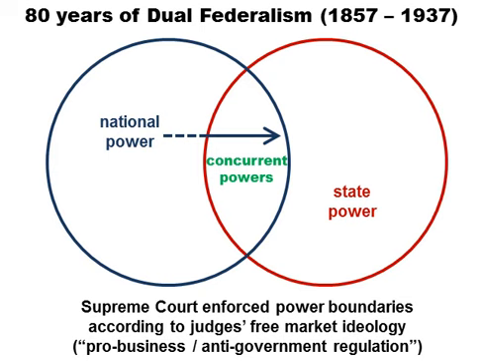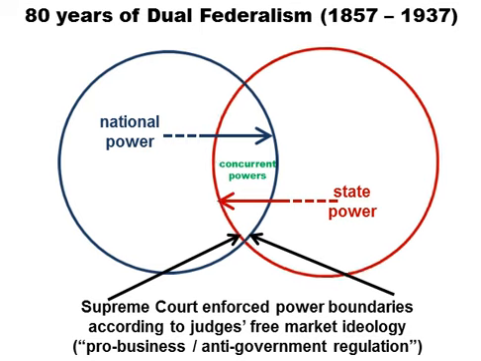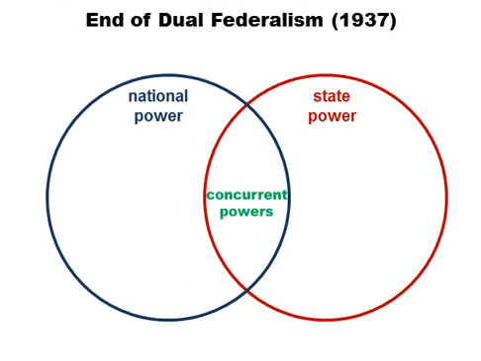Dual federalism became a way for the court to limit Congress's power over commerce, guided by the judge's free market ideology. At the same time, this ideology led courts to limit states as well. During this period, unelected judges shrank both national and state power over business. Dual federalism ended during the Great Depression.